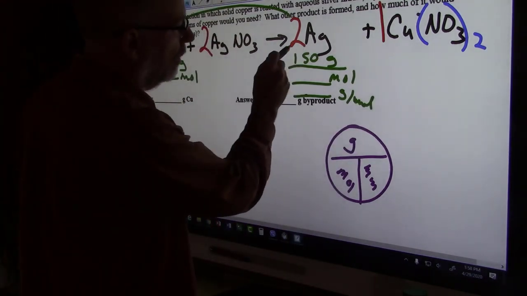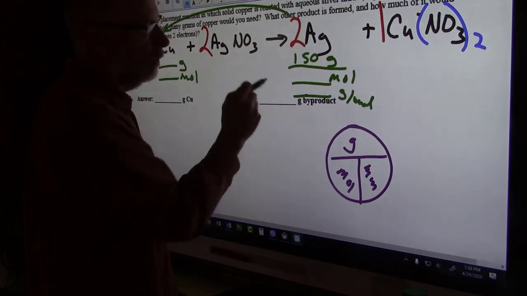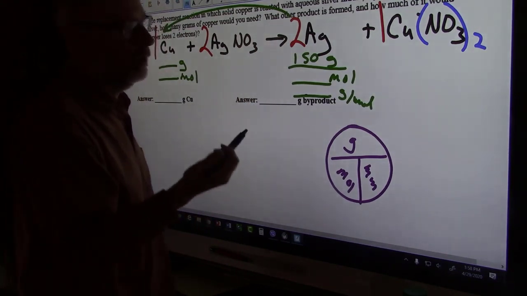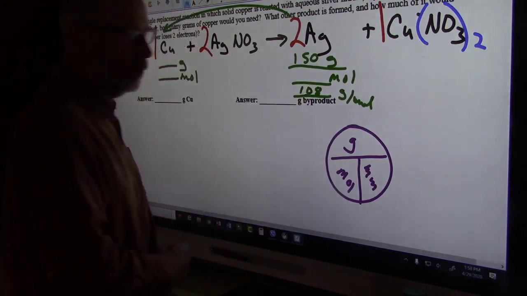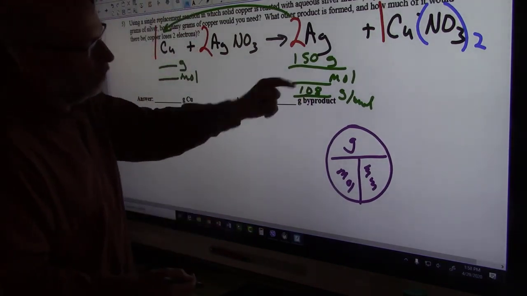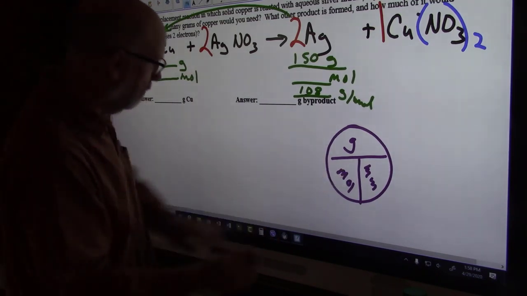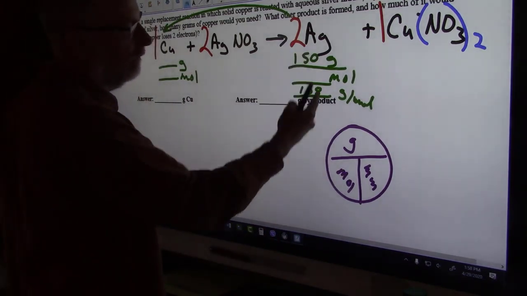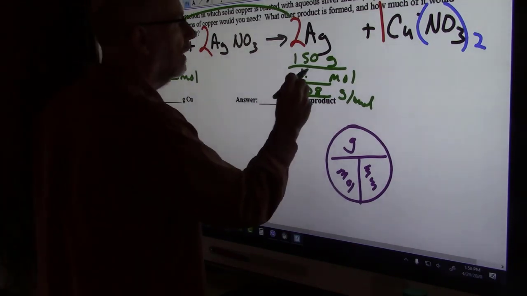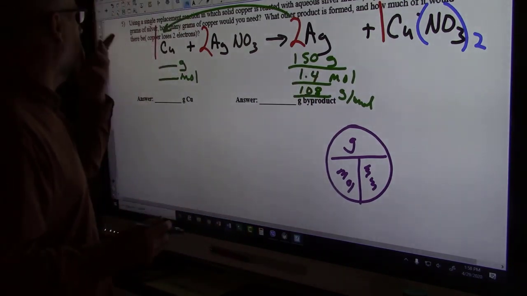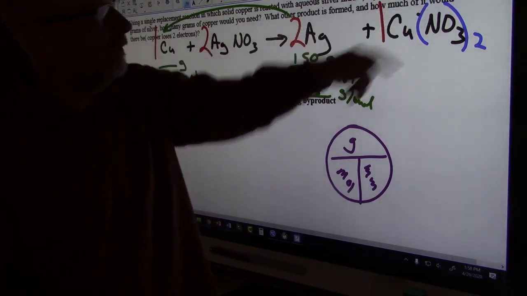It's silver. Don't use the 2. Do not use that 2 for molar mass. Look up Ag. It's 107.9, I think. 108 grams per mole. I need to calculate my moles. Cover it up. Grams divided by molar mass. 150 divided by 108. It's going to be a little bit shy of 1.5, right? 1.4 moles. We're using 2 sig figs here, right? 150 has 2 sig figs.